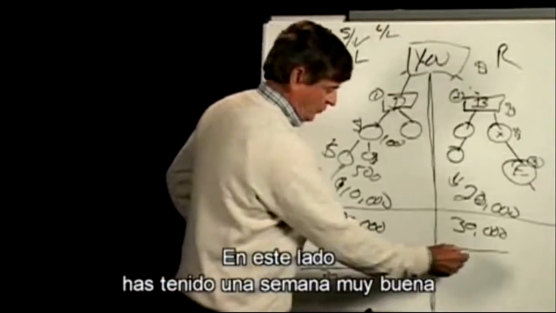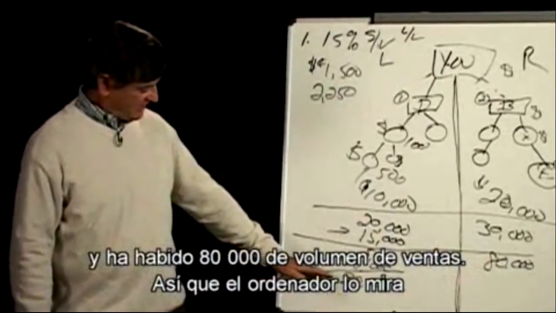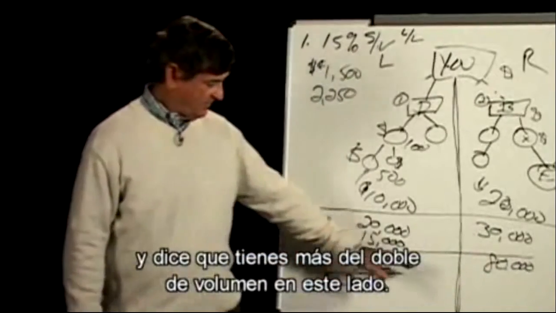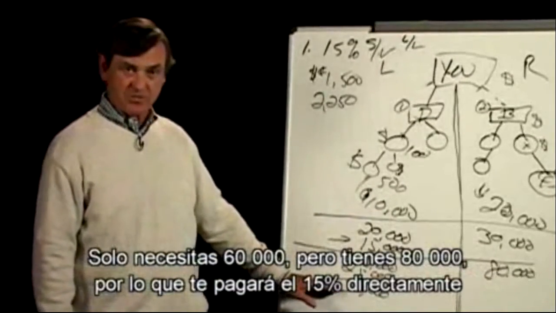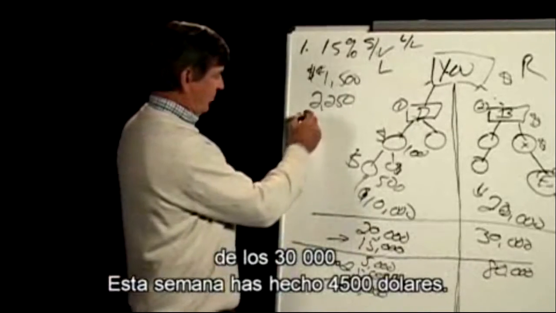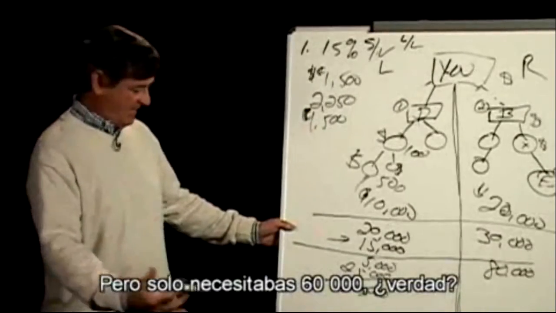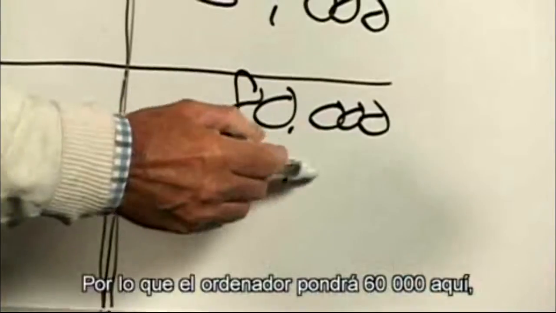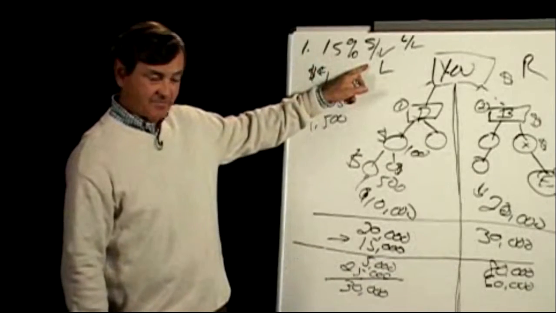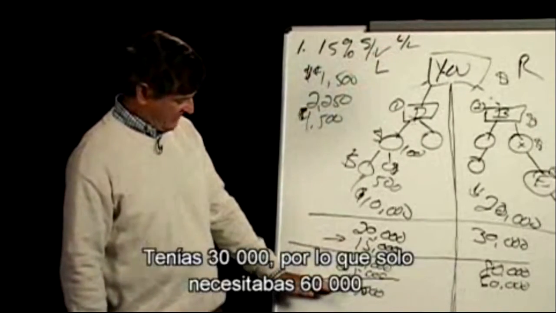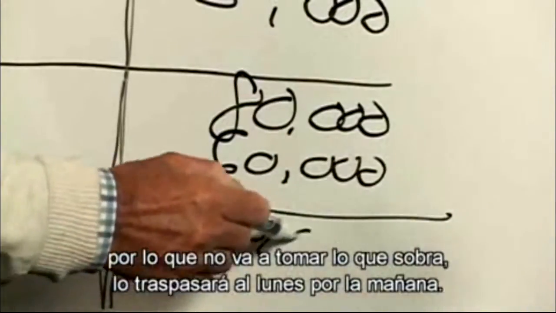And over here, you had a great week and there was 80,000 in volume. So the computer takes a look and says, wow, you've got twice as much volume here. You only need 60, you get 80. So it's going to pay you 15% straight away, of 30,000, so for the week you made $4,500. But you only needed 60, so the computer's going to throw a 60 here, and that matches, remember the rule, 15% lesser leg as long as the strong leg's twice as big. Well, you had 30. You only needed 60, so it's not going to take that extra. It's going to roll it down to Monday morning.